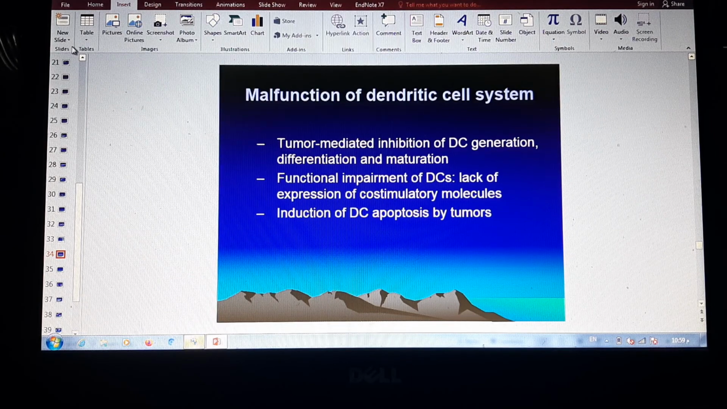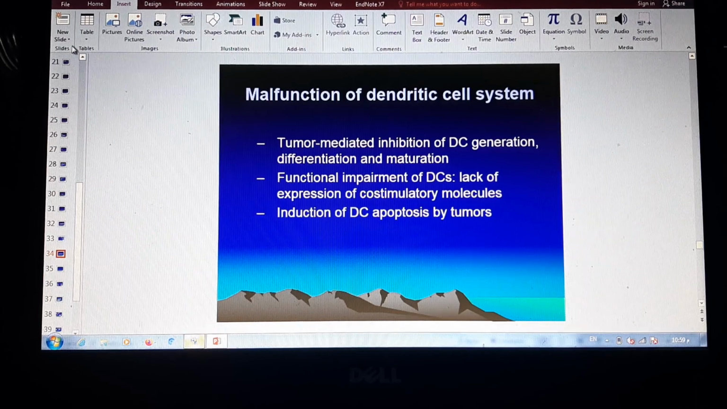We are currently talking about the immune cells, which are dendritic cells, or induction of dendritic cell apoptosis by the tumors itself.